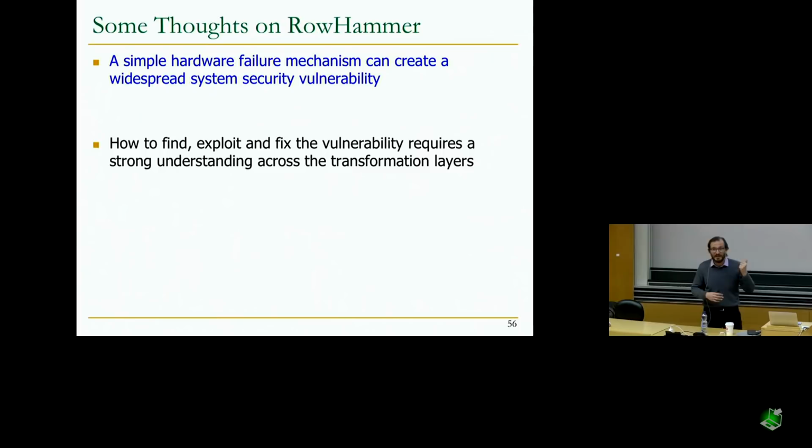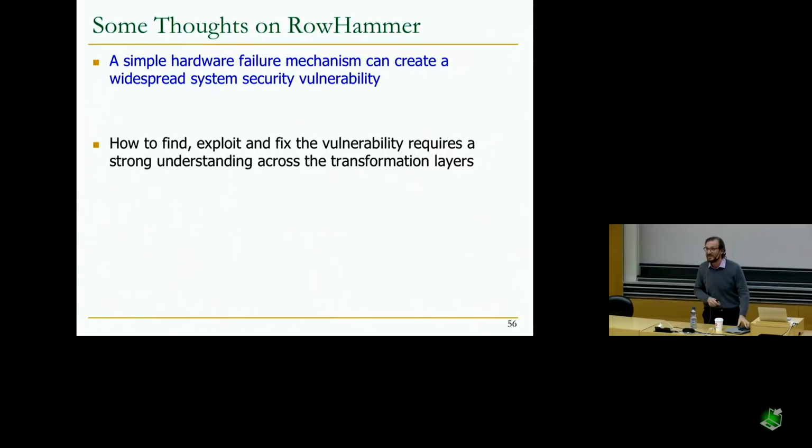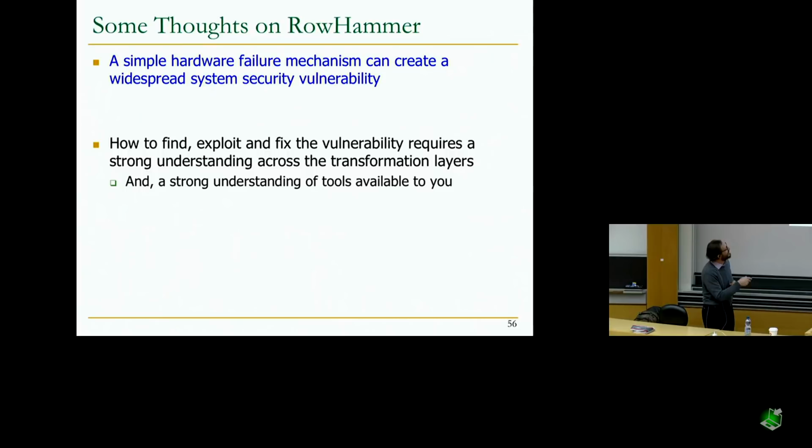And we'll talk about the fourth mystery, if we ever get to it. The fourth mystery is going to be about refresh and how it's a big problem. We actually don't want to increase the refresh rate. We want to get rid of refreshes so that we can have a much more efficient and higher performance system. So that's not a good solution. But you need to understand the transformation layers and have a strong understanding of the tools available to you.